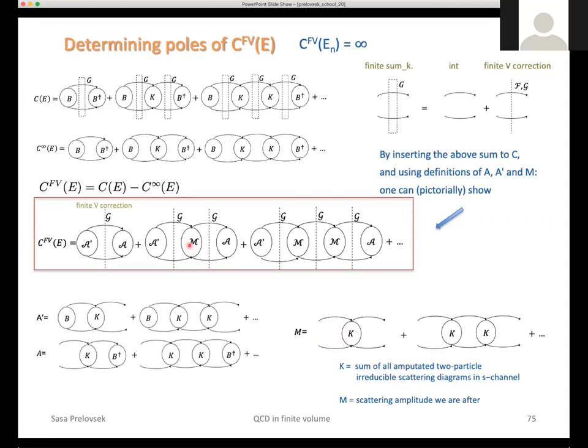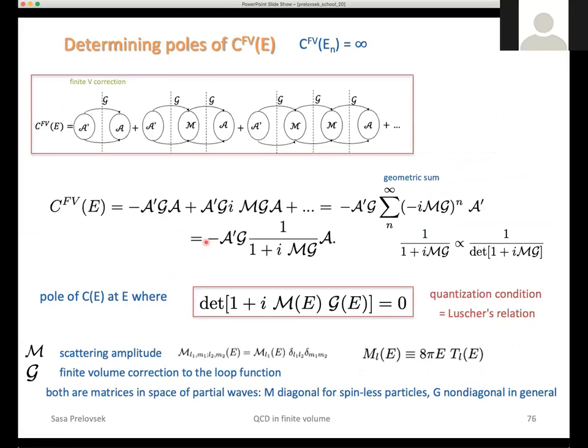So now we're almost there. You can see that the finite volume correlator is expressed in terms of these finite volume two-loop functions and these scattering amplitudes. So we will find the relation between them. So now we are on the slide where the first form of the Lüscher equation appears.